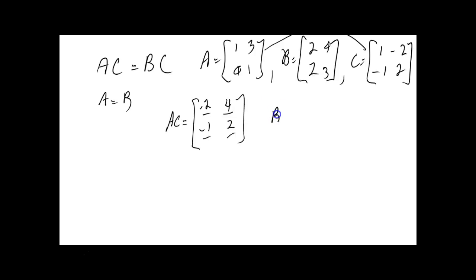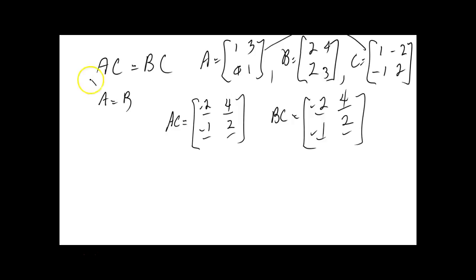All right. That works okay. Let's try BC. Can you multiply those? Sure you can. Comes out 2 by 2 again. Let's multiply them. Negative 2, okay. Four, okay. Negative 1, okay. 2. Look at that. AC is equal to BC. Therefore, A is equal to B, right? Is A equal to B? No.